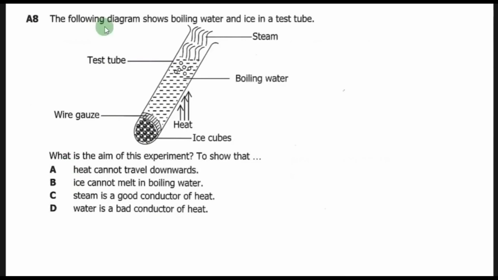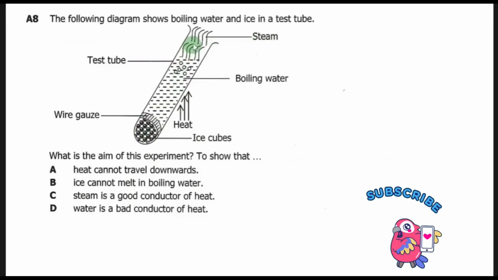A8 reads, the following diagram shows boiling water and ice in a test tube. All right, so this is a test tube. Inside of it, some boiling water. Down here we have ice cubes. Then we have a wire gauze here that is dividing the water and the ice, so that the ice cannot float because it's light. Then we are seeing some heat here, some boiling here, and some steam here, but the ice is still existing while this side is boiling.